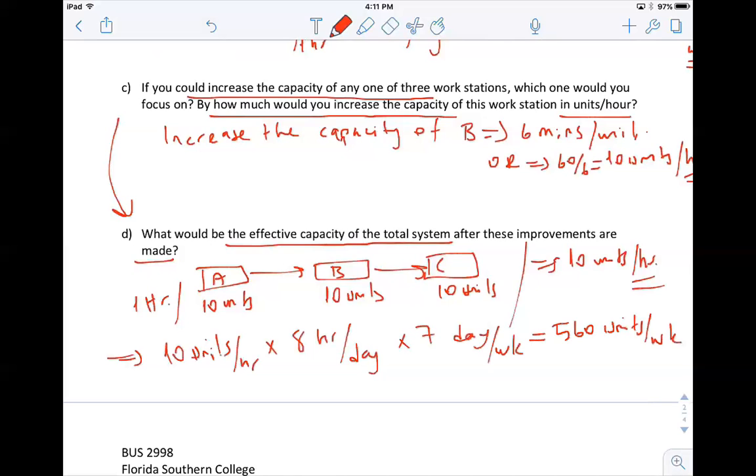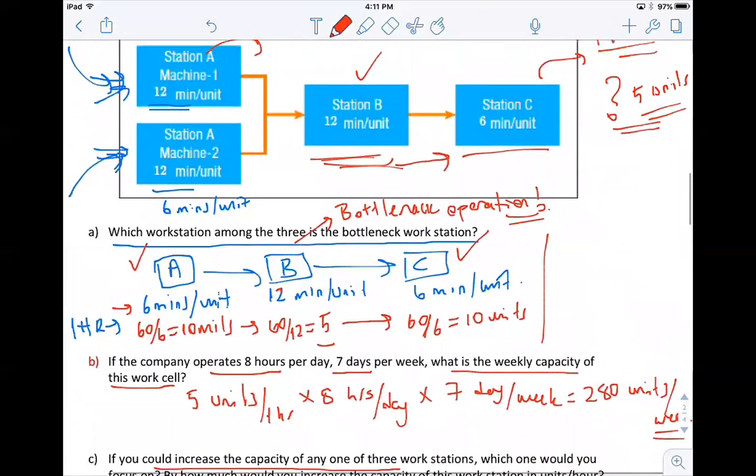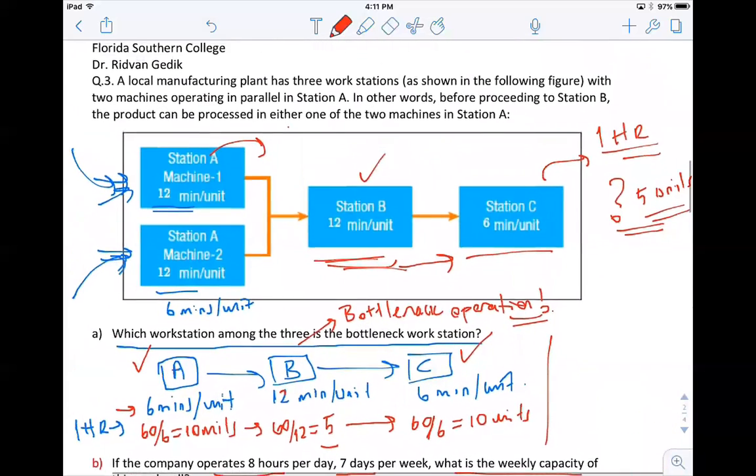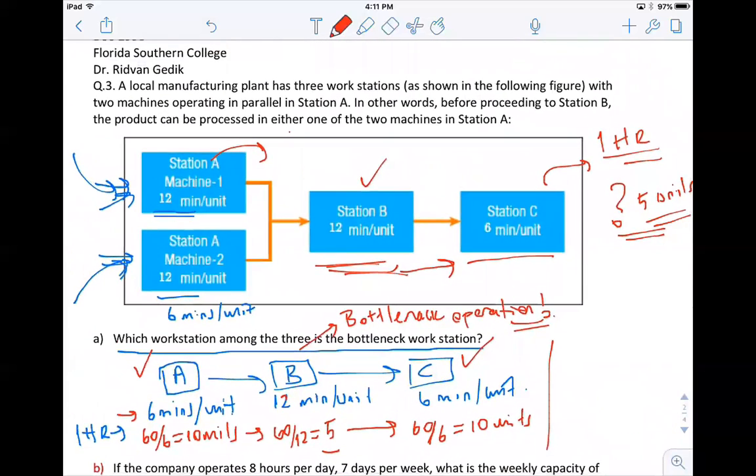Well, long story short, by just doubling the capacity of this bottleneck workstation B, we would be doubling the capacity of the entire system. That's something really, really cool. And in manufacturing or service environments, we look forward to making those kinds of contributions to our overall system.